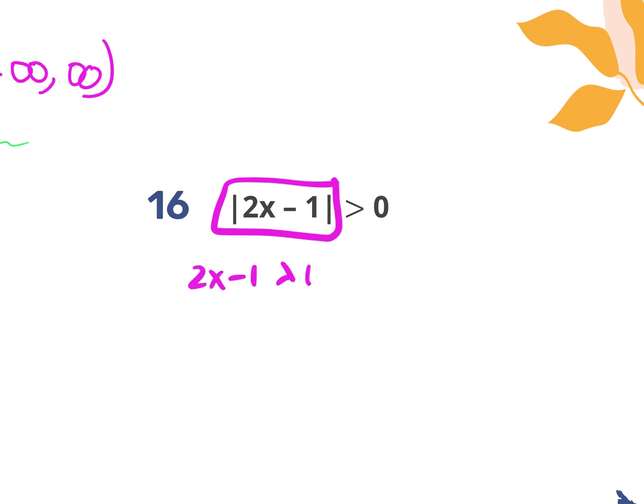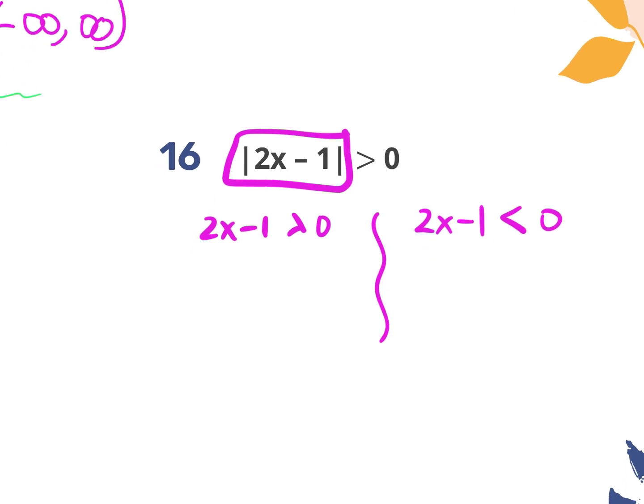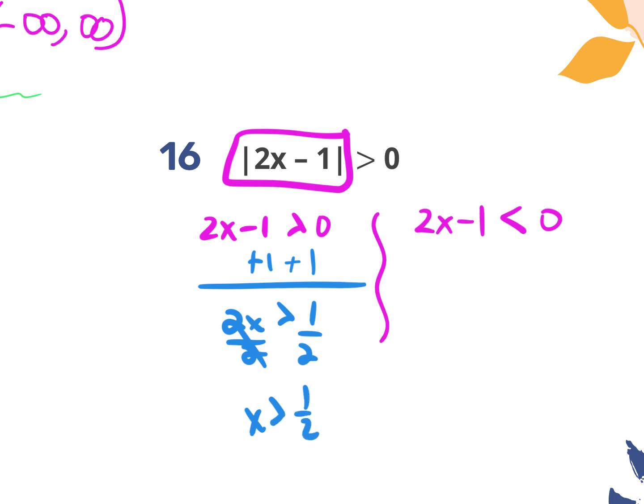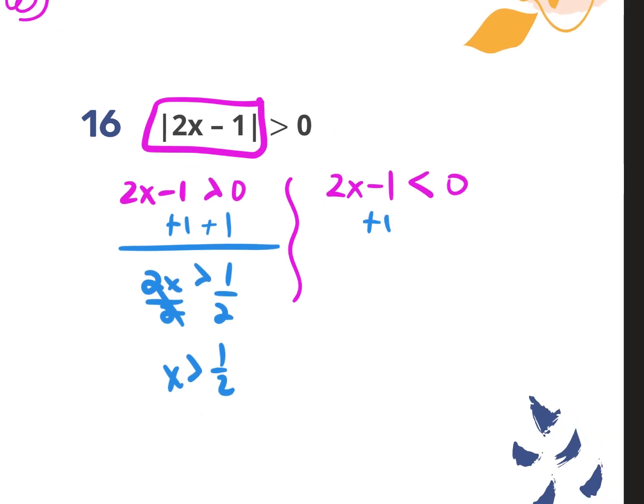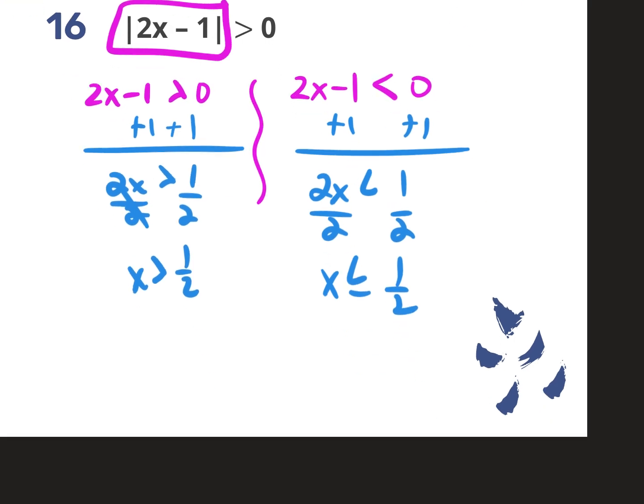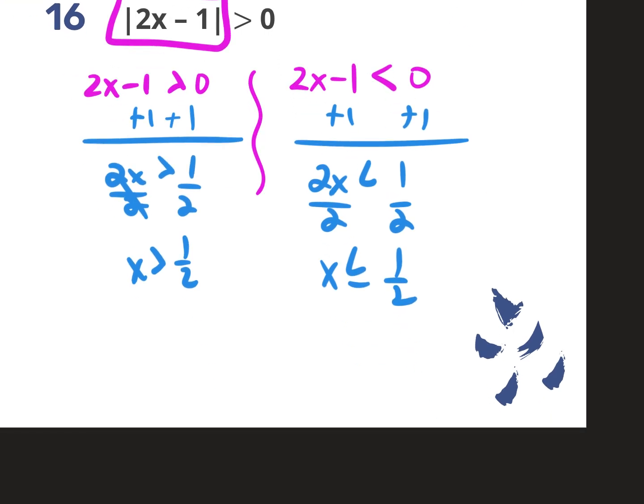2x minus 1 greater than 0. And then over here, I'm going to have 2x minus 1 less than, is there such thing as a -0? No. So we just keep it as 0. So if I go to solve this, I'm going to add 1 to both sides. 2x is greater than 1. Divide by 2. X is greater than 1/2. Over here, I'm going to add 1. I have 2x is less than 1. Divide by 2. And x is less than 1/2. Agreed? Yes or no? Okay.